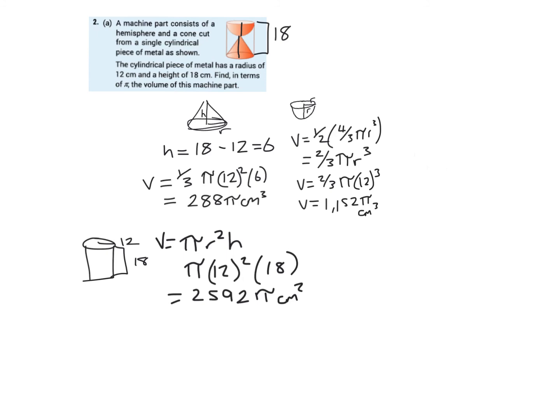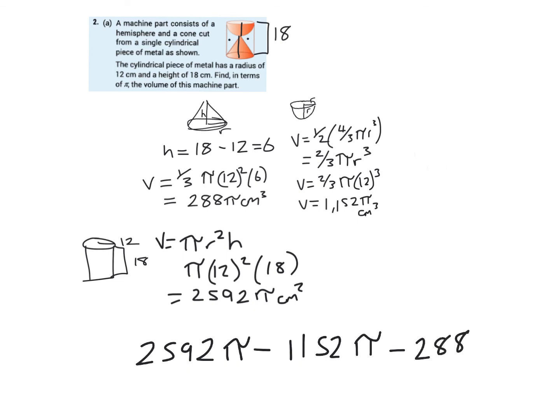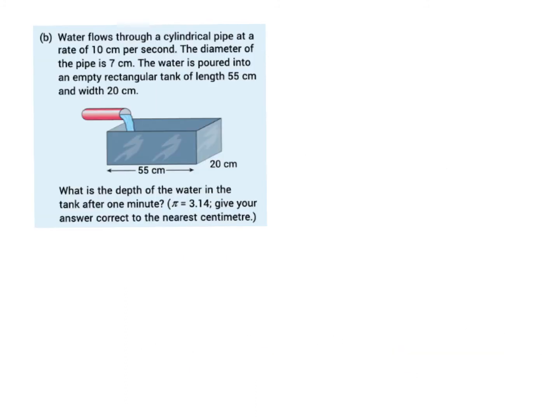So what we're going to do then is 2592 pi minus 1152 pi. Essentially what we're trying to find here is the empty spaces that you can see here and here. And then minus 288, and that's going to be pi as well. And that's going to give me 1152 pi cm cubed. Okay, next question.